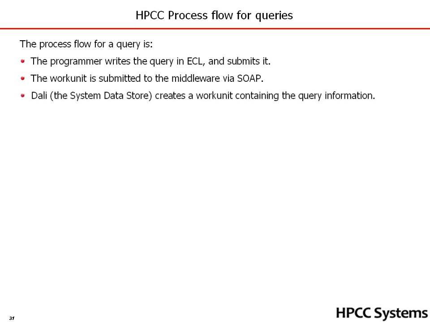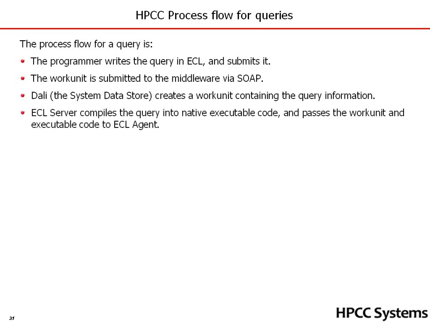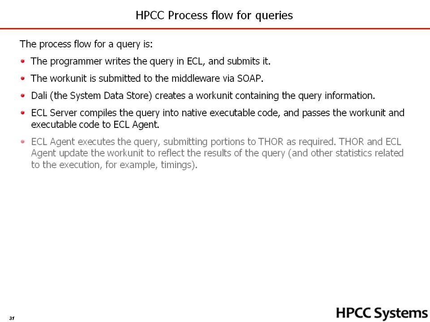The work unit is submitted to the middleware via SOAP, and Dali, the system data store, creates a work unit containing the query information. The ECL server compiles the query into native executable code and passes the work unit and executable code to the ECL agent. The ECL agent executes the query, submitting portions to Thor as required. Thor and the ECL agent update the work unit to reflect the results of the query and other statistics related to the execution, for example, timings.